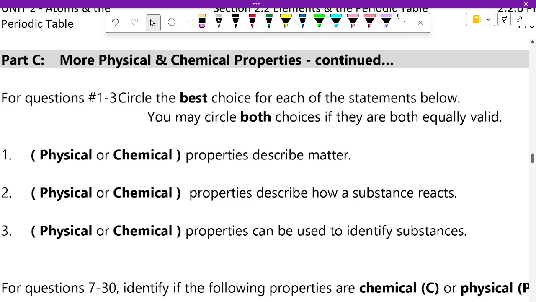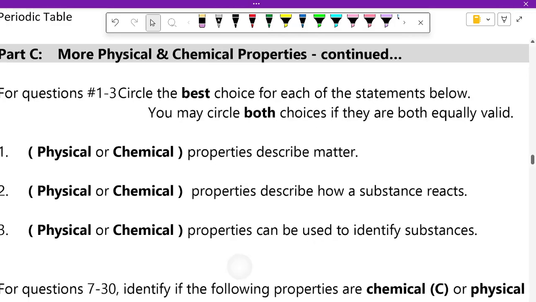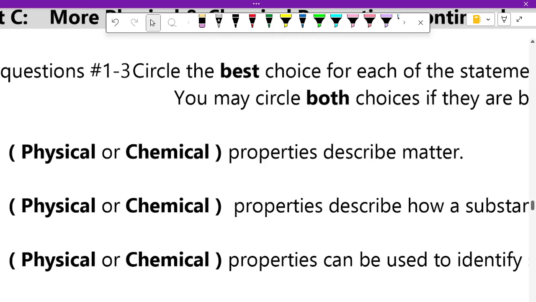Circle the best choices for each of the statements below. Is it physical properties or chemical properties or both that describe matter?